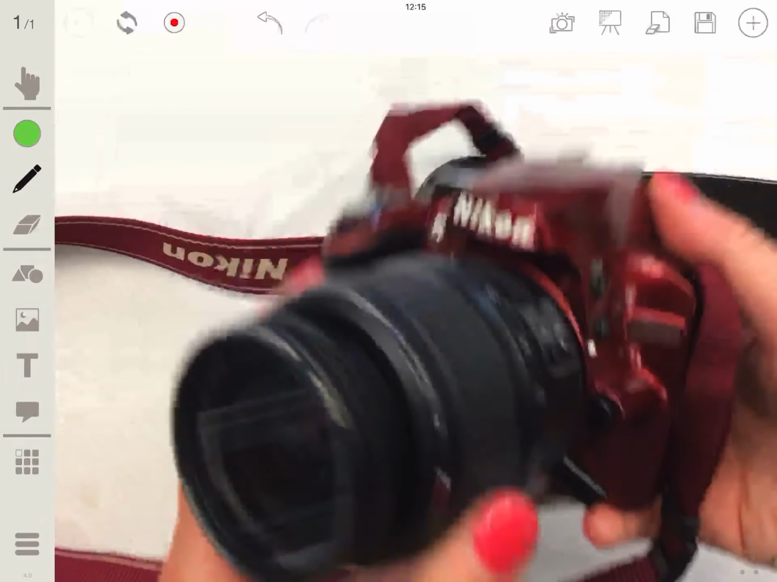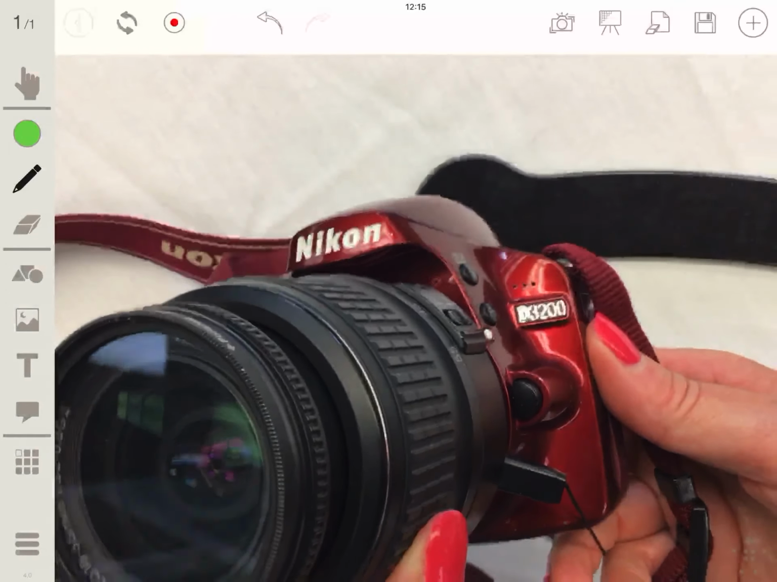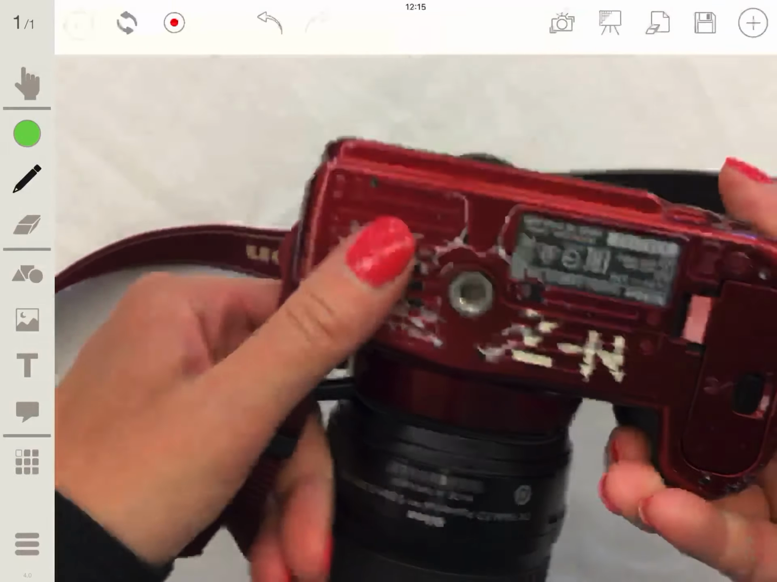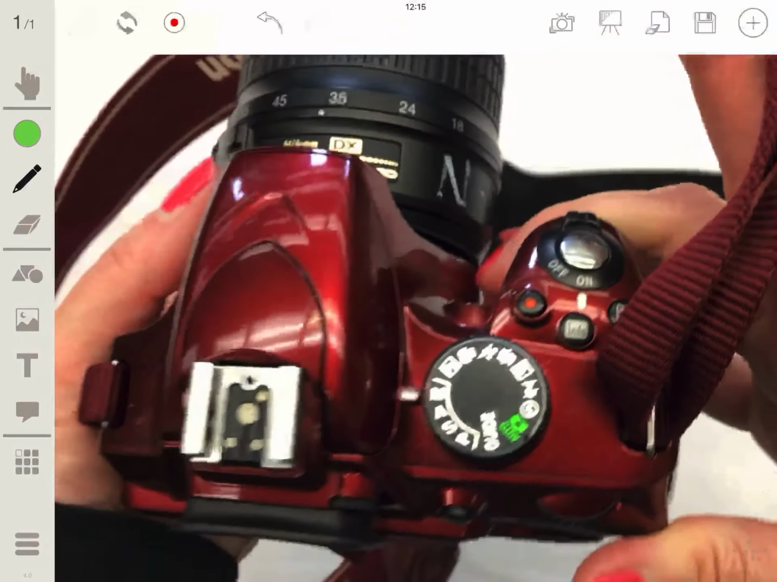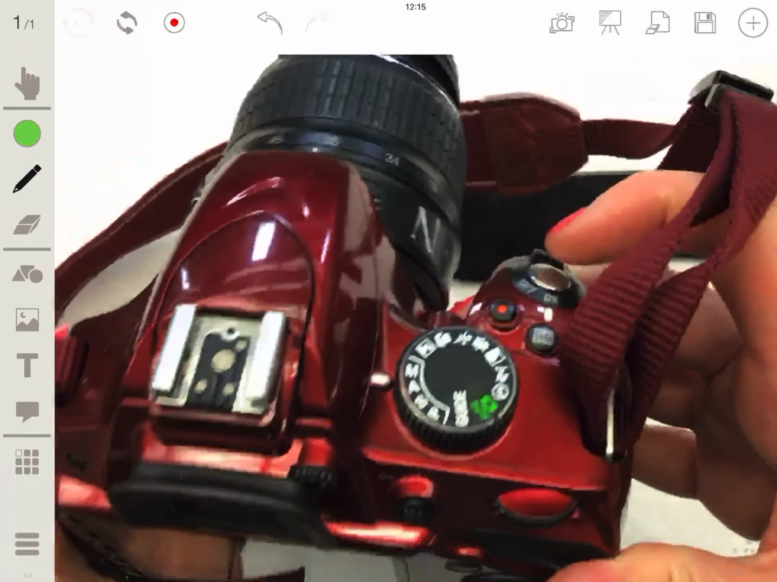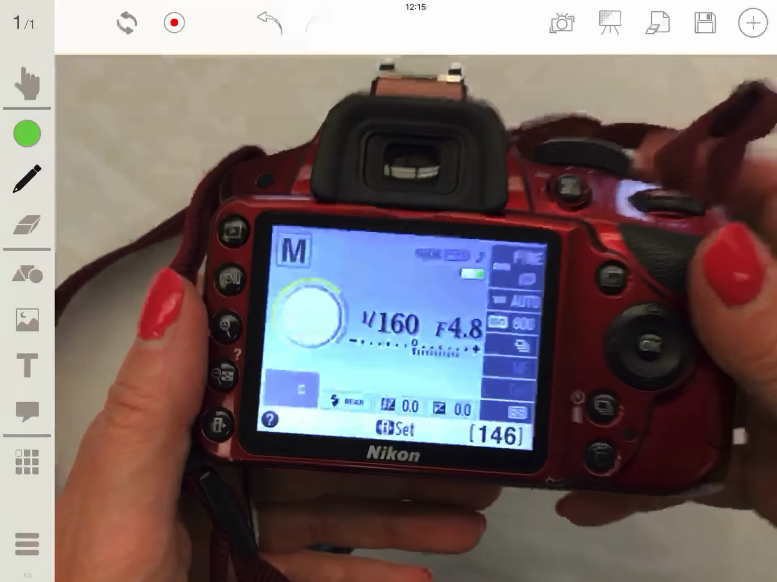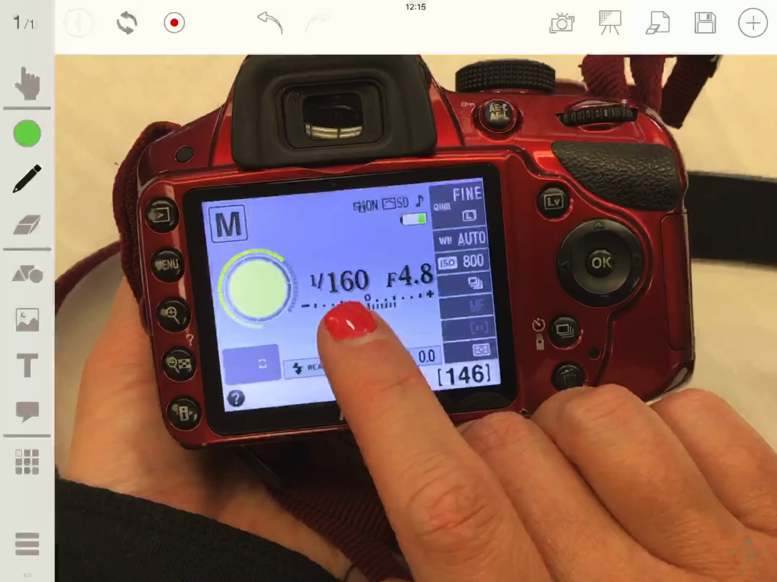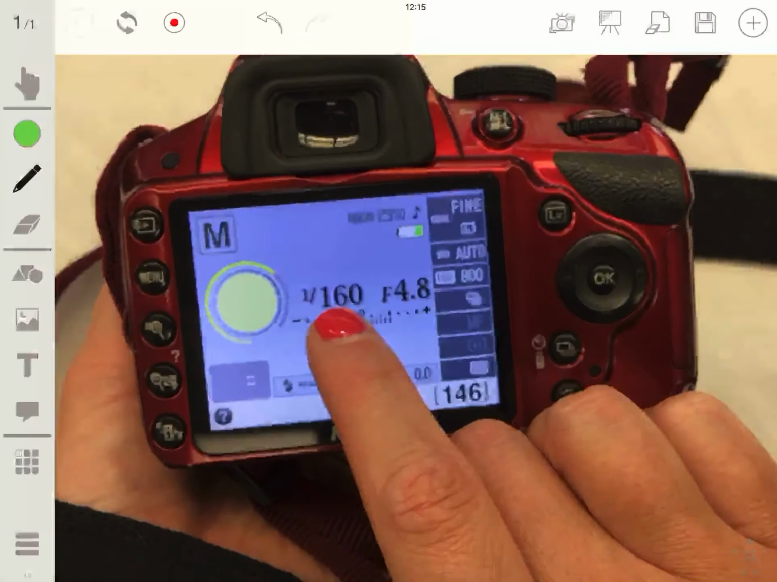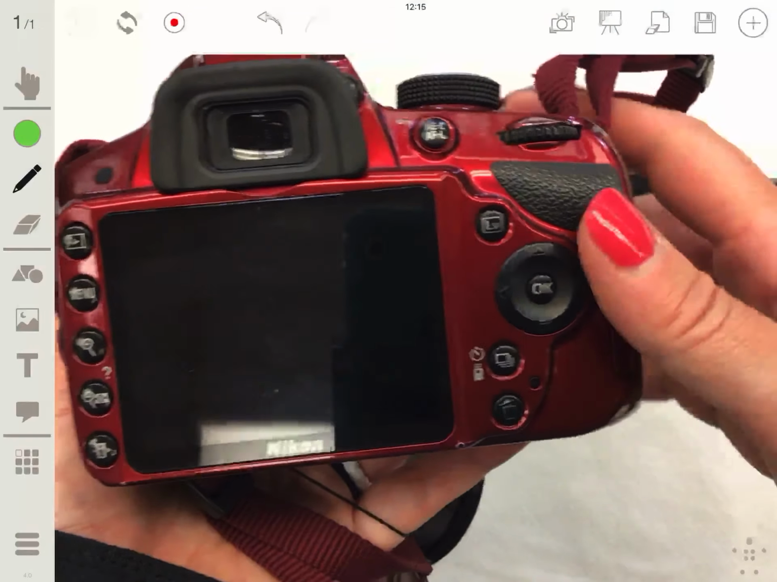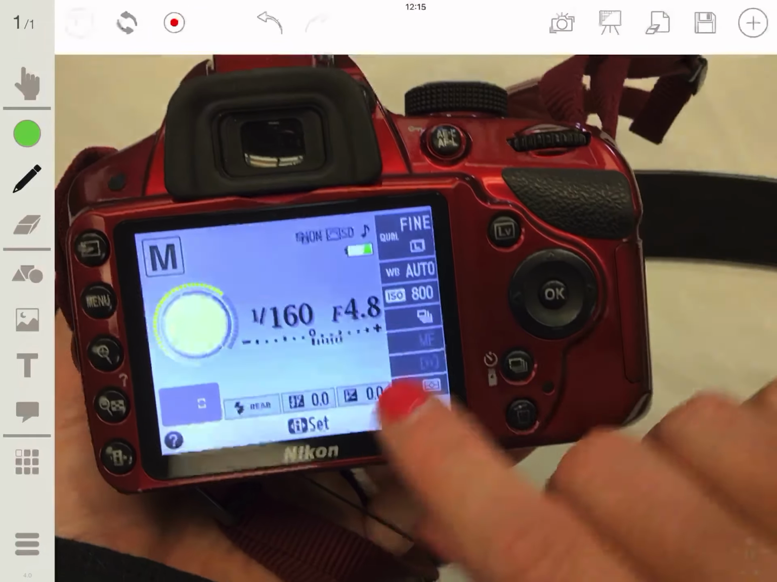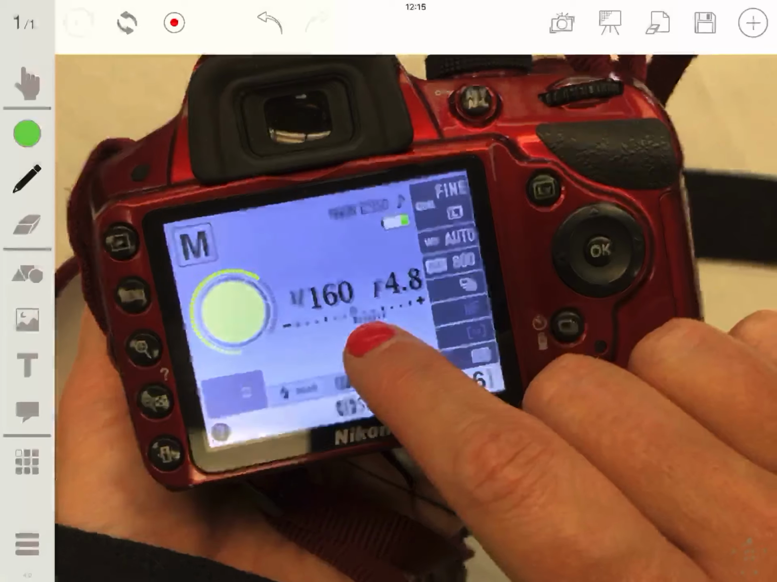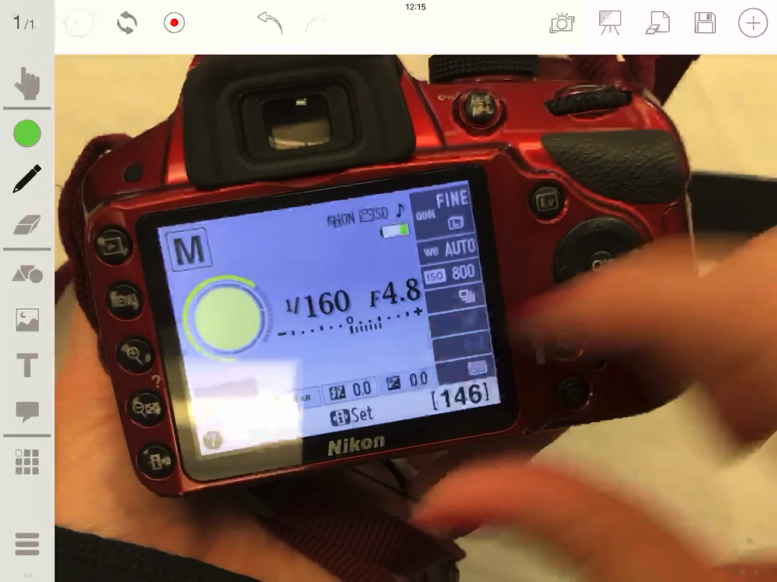So this is one of our Nikon digital cameras. This is the D3200. This is N7. And this is what it looks like. If I turn it on manual mode, this is what the back looks like, see? So here I'm seeing my shutter. Here, f-stop, remember f-stop is your aperture, right? And underneath that, you have your light meter.